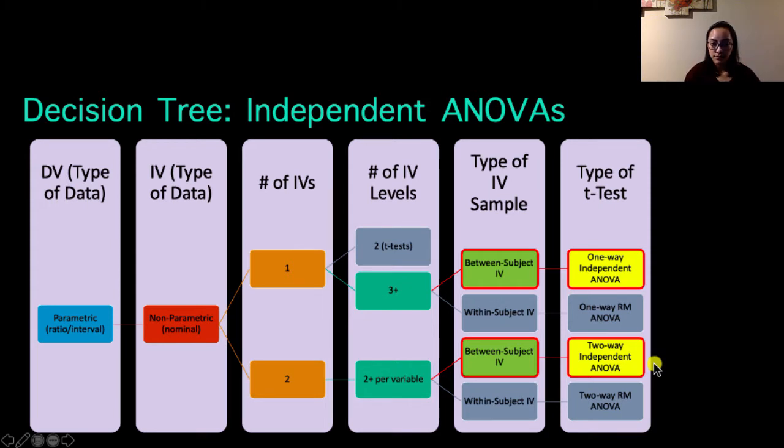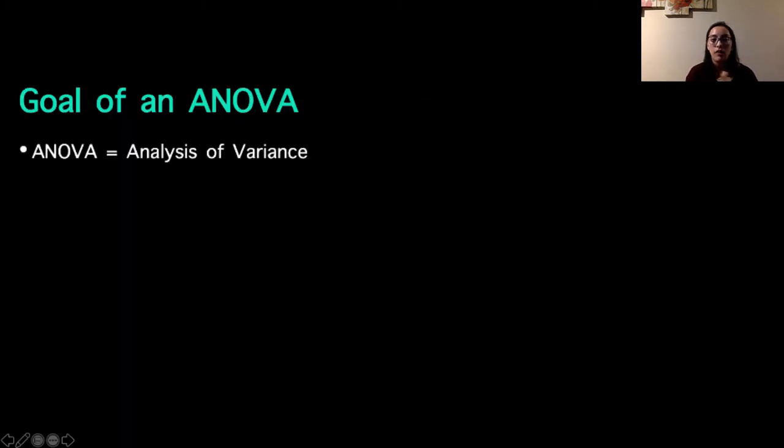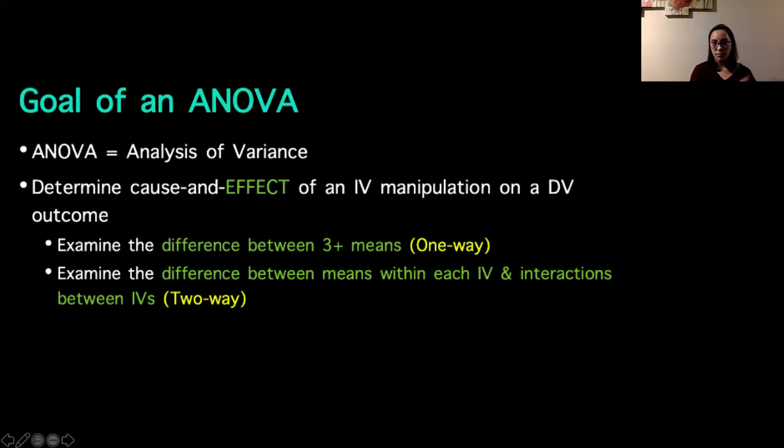So with that being said, let's talk about what the goal of an ANOVA is. First off, what does ANOVA stand for? It stands for Analysis of Variance. Basically the main function of an ANOVA is very similar to a t-test, right? We're trying to establish a cause and effect kind of relationship between variables, where one manipulated independent variable is causing an outcome of a dependent variable of interest. And if we want to examine the differences between three or more group means, that's when we run a one-way ANOVA. If we want to examine the difference between means within each independent variable as well as interactions between independent variables, that's when we would run a two-way ANOVA.